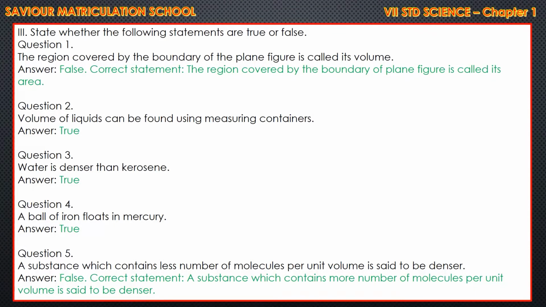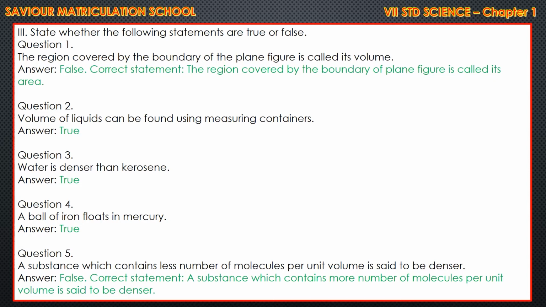Third, state whether the following statements are true or false. First question, the region covered by the boundary of the plane figure is called its volume. So the answer is false. So the correct statement is, children, the region covered by the boundary of the plane figure is called its area. That is, instead of volume, the correct word is area.